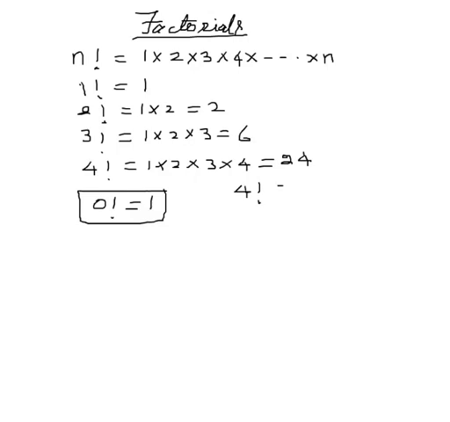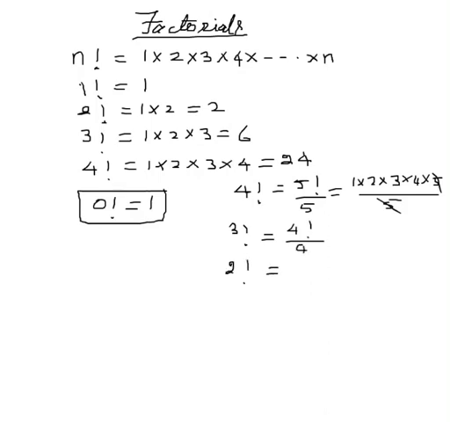4 factorial, I can write it as 5 factorial divided by 5. 1, 2, 3, 4, 5 divided by 5, which gives you 4 factorial. Similarly, I can write 3 factorial as 4 factorial by 4. 2 factorial is 3 factorial divided by 3. 1 factorial is 2 factorial divided by 2. And 0 factorial is 1 factorial by 1, which is 1 by 1, 1. Therefore, remember that 0 factorial is 1.